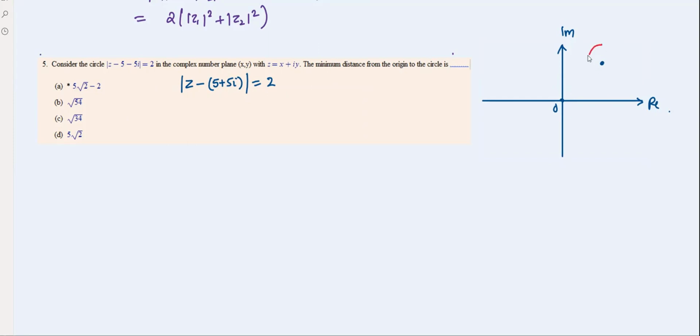So this will be the circle. This point is 5, 5, the center. And the radius is 2 units. Now, how to find the minimum distance: you join the origin to the center. That distance minus the radius will be the minimum distance. This will be the least distance.